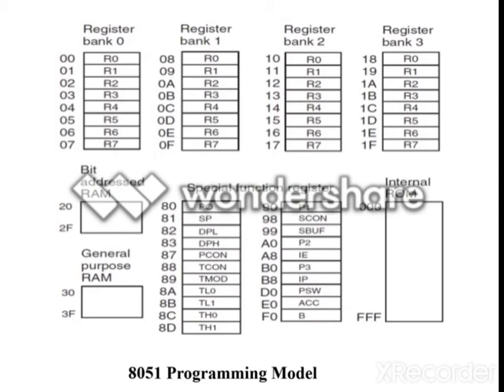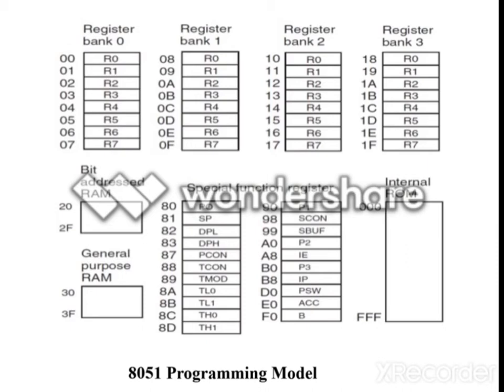So first of all, in this programming model, normally the internal memory of the 8051 microcontroller is: internal RAM is 128 bytes and internal ROM is 4 kilobytes. Here the internal ROM space is 0000 to 0FFF. That means 4 kilobytes of space is used for internal ROM. After that, internal RAM is 128 bytes.